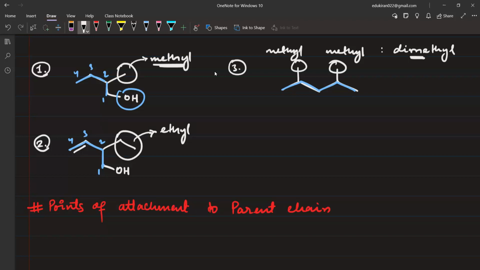What is the name of the substituent? Methyl is the name of the substituent. All of you got this? Yes or no? Please write this also. Then we will take a bit more complex cases where you have points of attachment to the parent carbon chain. It's a bit complicated, and it's going to help you a lot.